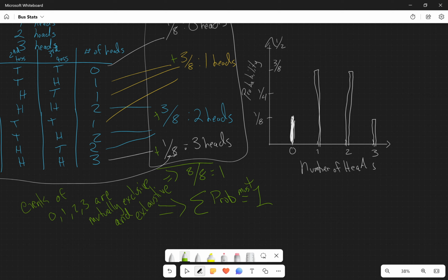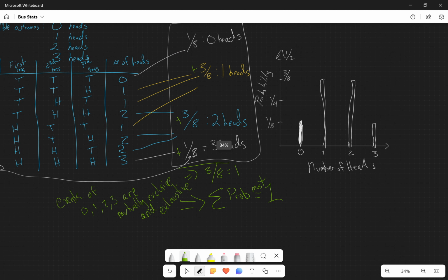Questions on probability distribution tables? That's what this is called. Well, this is actually a probability distribution graph. Questions on that?